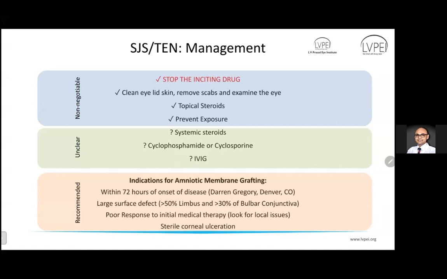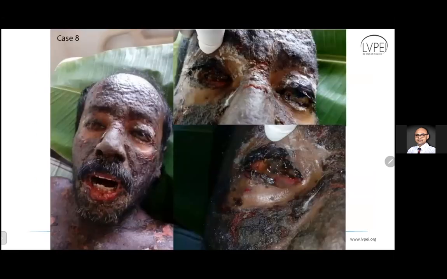We do not know for sure what is the role of systemic steroids or cyclophosphamide or cyclosporine or IVIG in the management of acute SJS. There is a lot of literature on it, but there is no clear consensus on it. And we do know that for the ocular sequelae, amniotic membrane grafting within 72 hours of onset of disease is very, very helpful. And again, for large defects and poor response, or where you are not able to follow up the patient very frequently, amniotic membrane grafting using the same principles is important.